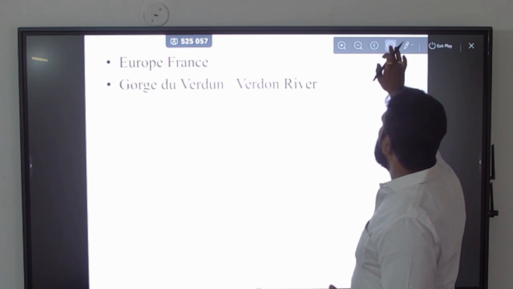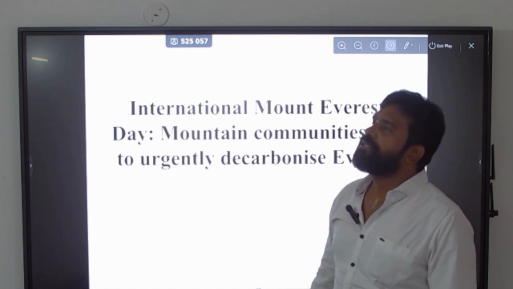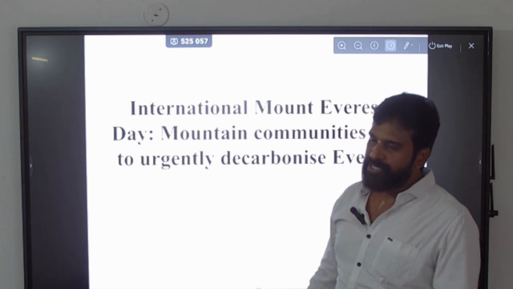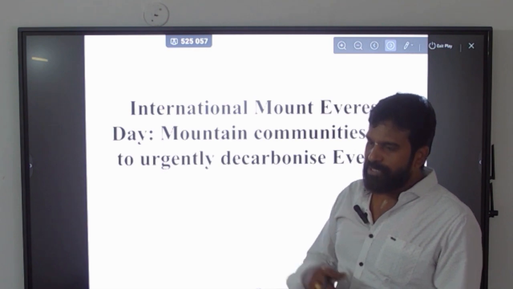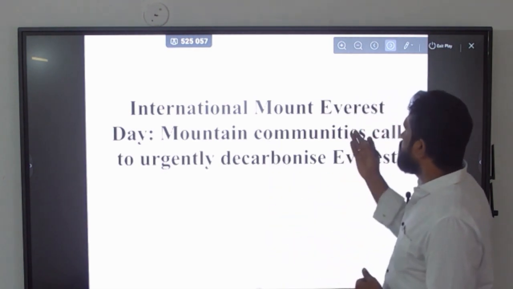That one is the gorge we studied in the Mahanadi River, the gorge which is in the eastern part. So those are the facts you should know when you are reading current affairs.